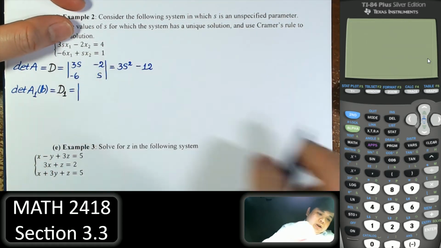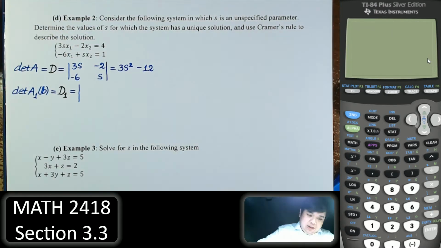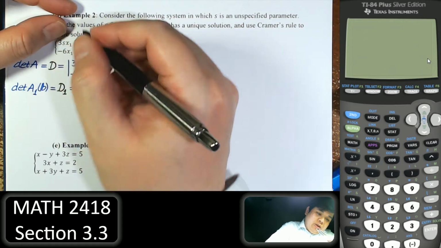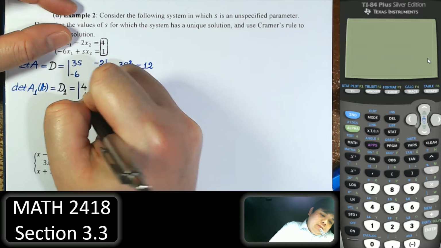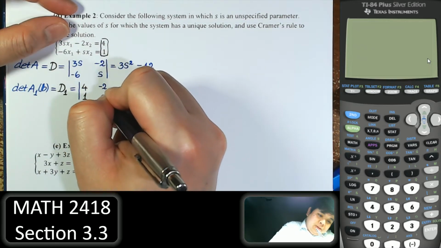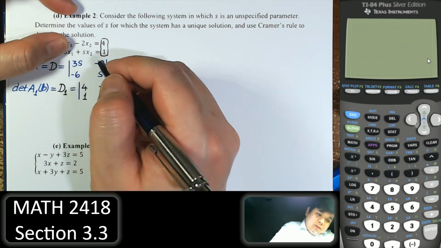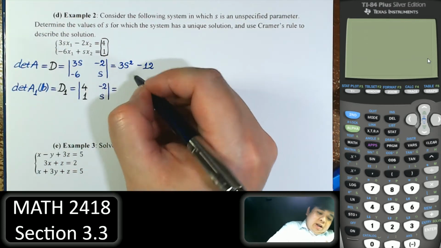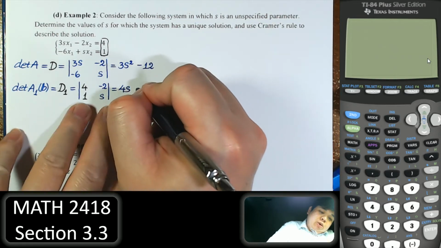So what I do is, of course, we place the 4 and 1 into the first coefficient of x1, and here we have 4s minus -2, so 4s plus 2.